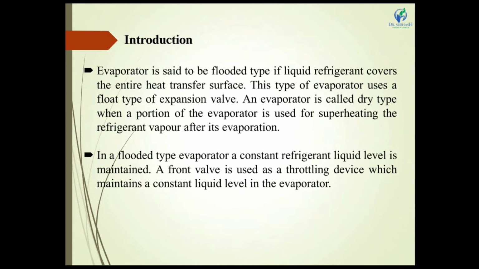In a flooded type evaporator, a constant refrigerant liquid level is maintained. A float valve is used as a throttling device which maintains a constant liquid level in the evaporator. We require a constant liquid level so that only liquid refrigerant passes through the evaporator, because of the maximum heat absorbed from the room. Liquid refrigerant absorbs maximum heat from the room at the phase change condition.